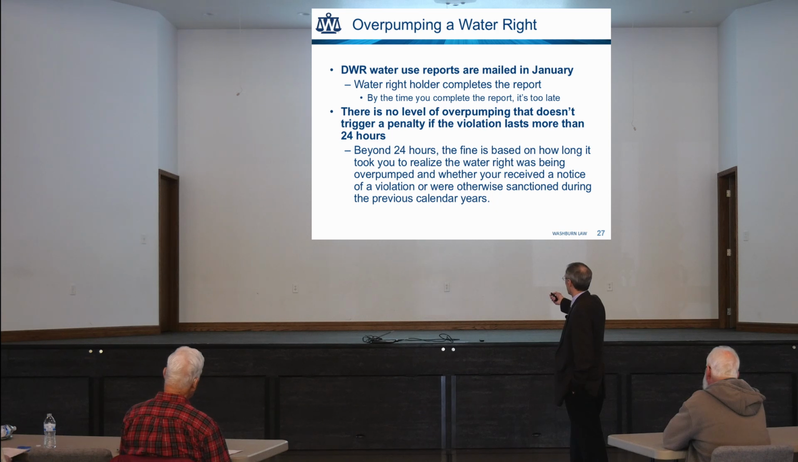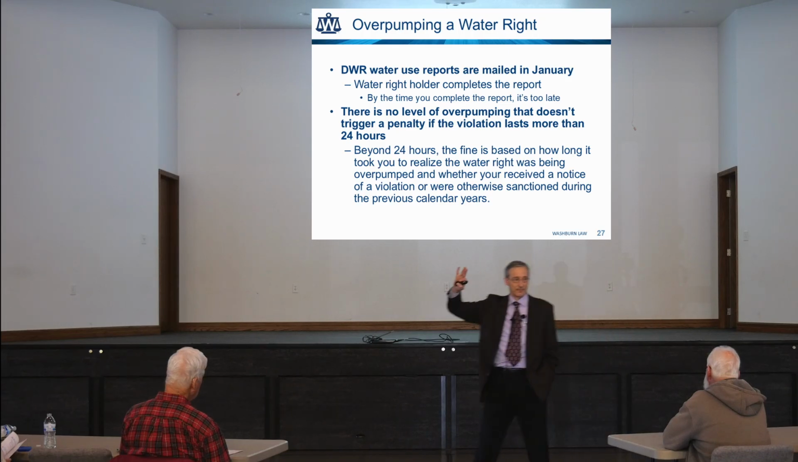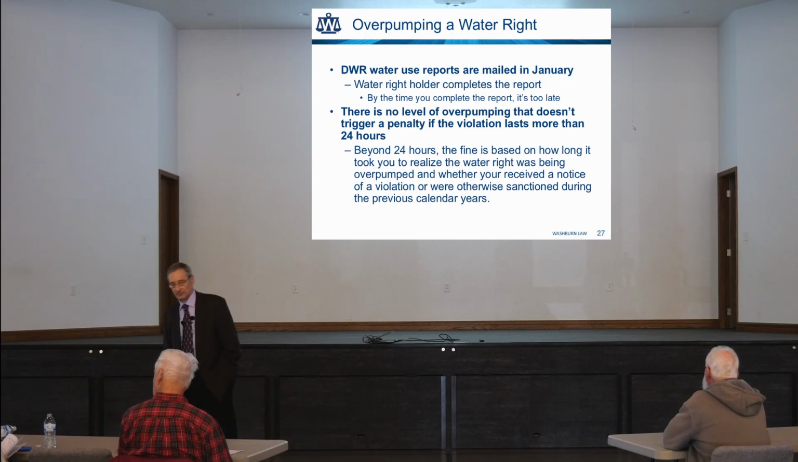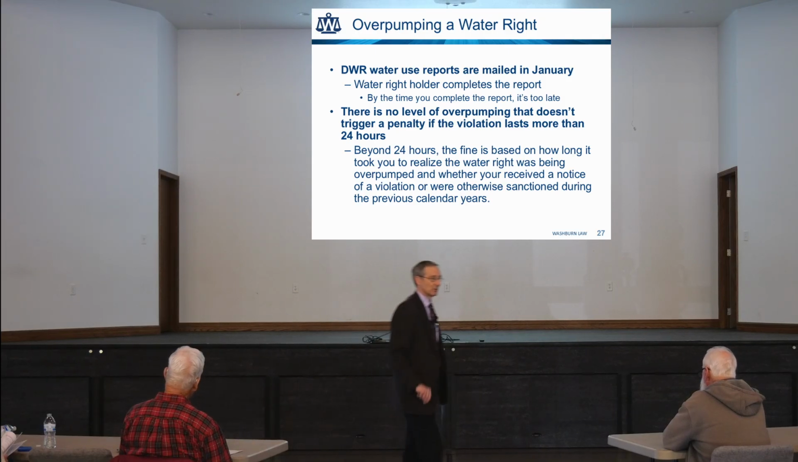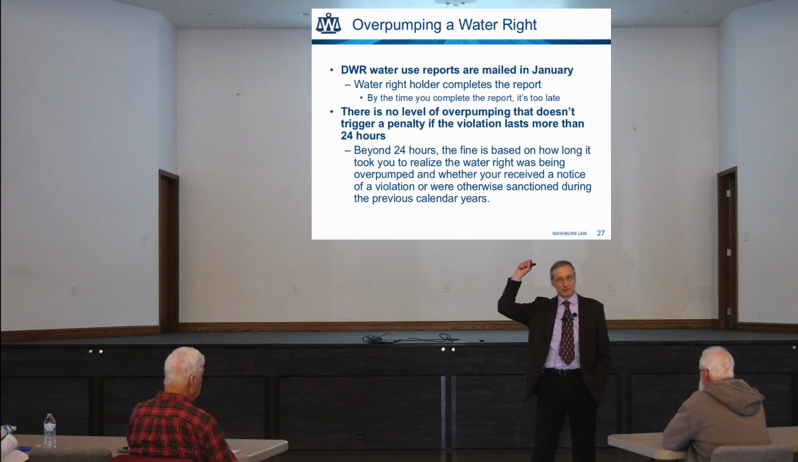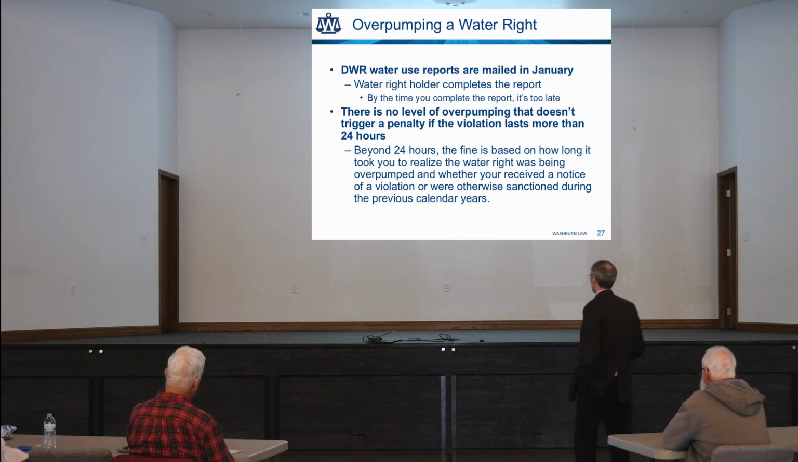Now, the water use reports are mailed out in January, and the water right holder completes the report. How many of you have completed a report? Okay. And you still get them in January? Yeah, okay. By the time you complete the report, if you've got a problem, it's too late. That's why I'm saying if you're staying on top of monitoring your water usage and what your meters are saying, you can correct it before you have to fill out the report. And maybe they can take some proactive steps, or you can take some proactive steps to avoid a problem.